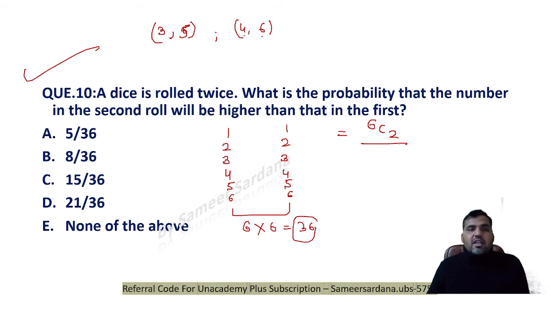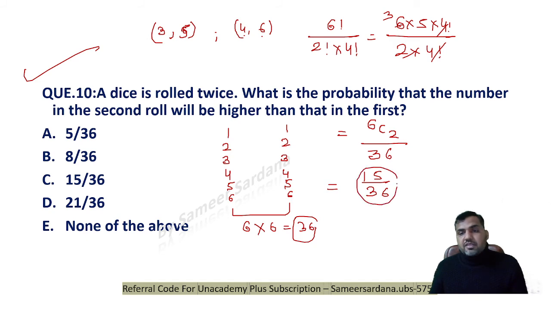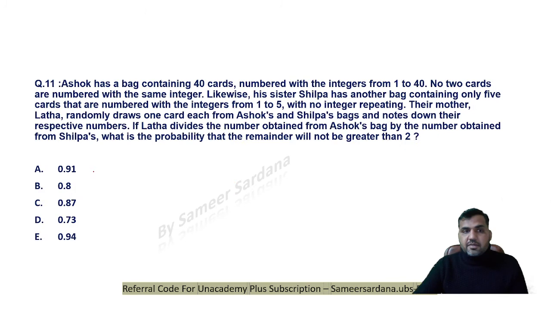And then the total number of cases. Total number of cases, as you know, is 36, right? 6 into 6 is 36. Favorable cases: 6 factorial upon 2 into 4 factorial, which is 6 into 5 into 4 factorial upon 2 into 4 factorial. This is 15. So this is 15 by 36, guys. So favorable cases 15, total cases 36. Answer would be option C, guys.